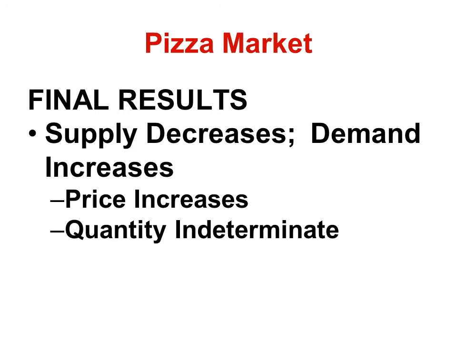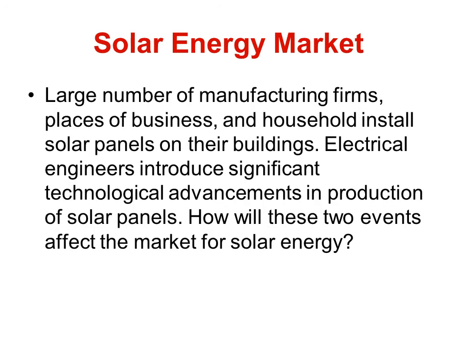Whenever you're handed a problem to analyze of a market and there's one event impacting supply and another event affecting demand, draw two separate graphs, analyze each separately, and come up with your results, and you will never do it incorrectly. Just remember that either price or quantity will always have an indeterminate result if you have a situation where two events are simultaneously affecting the market, one for supply and one for demand.